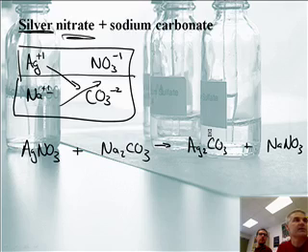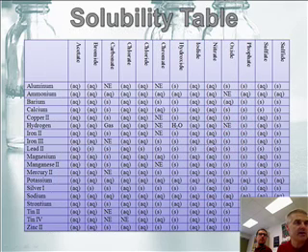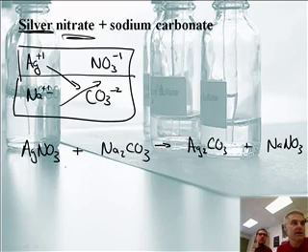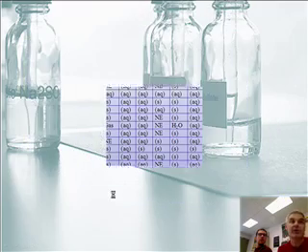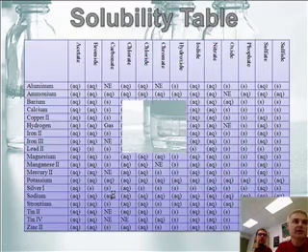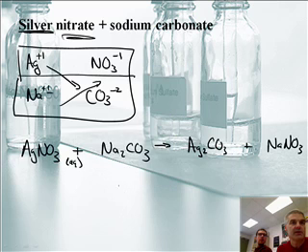Okay, so now let's look at our box here. Silver nitrate. Silver was down here, and here's the nitrate column. So silver nitrate is aqueous. Sodium carbonate: sodium is right underneath, and carbonate is aqueous. Now that's important. They're both aqueous, right? They've got to both be aqueous to have a reaction take place.